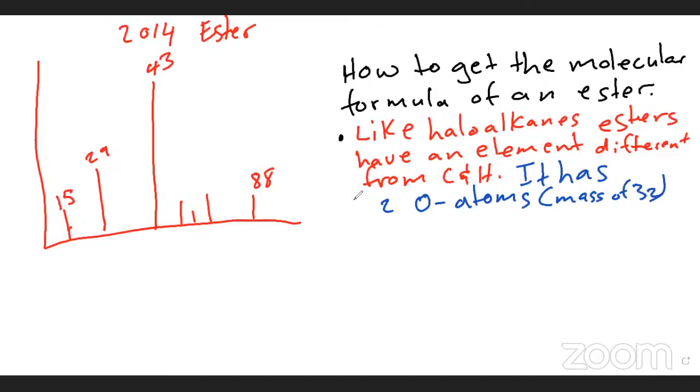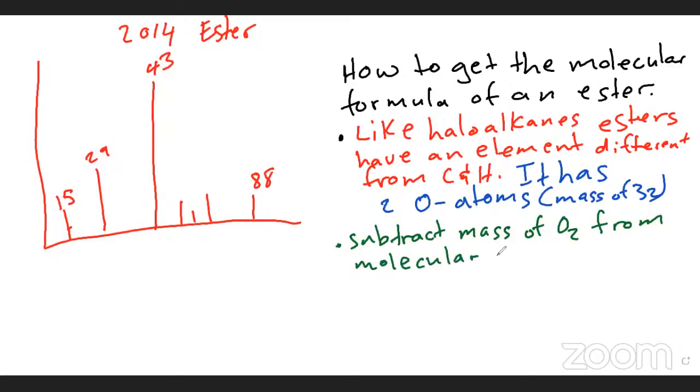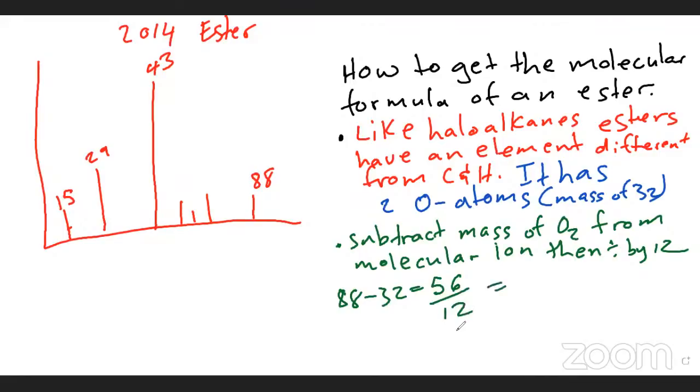Right, so you're going to subtract the mass of oxygen from the molecular ion. All right, so the molecular ion is 88, oxygen is 32. That's 56. And then now 56 divided by 12. 12 times 4 is 48, right?